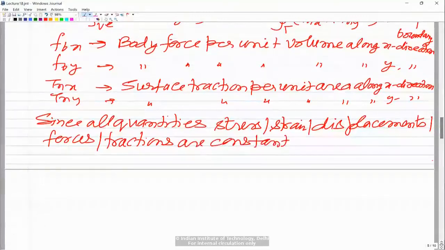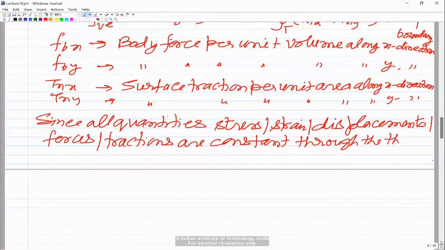Of course, there is a concept called generalized plane stress which is used in plate bending. There, of course, sigma xx, sigma yy, and tau xy would be functions of z. Then the thickness integration has to be done appropriately. But for the problem under consideration, these are constant through the thickness. Thickness means z coordinate.